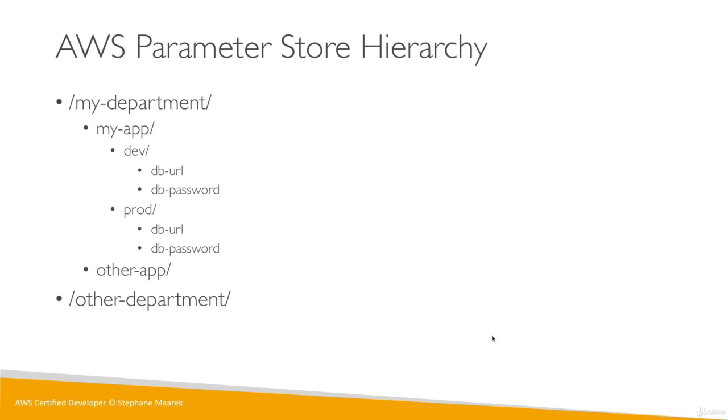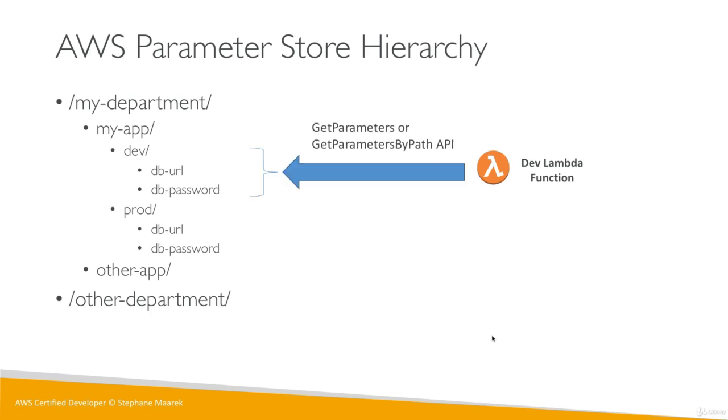So why do we do this? Say we have a dev Lambda function and we're going to get dev parameters, then we would just use the GetParameters or GetParametersByPath API. Just remember these two APIs, and we would ask directly for the dev parameters. But if we had a prod Lambda function, it would automatically ask for the prod parameters. So we can differentiate parameters for different environments, which is good because we have clear separation of duties and roles, etc.